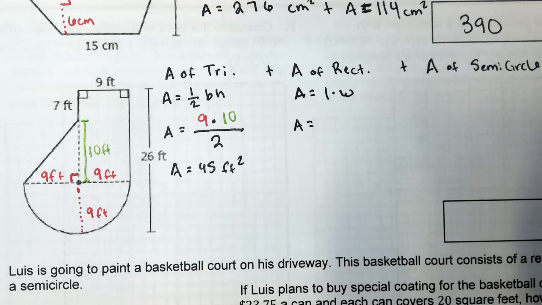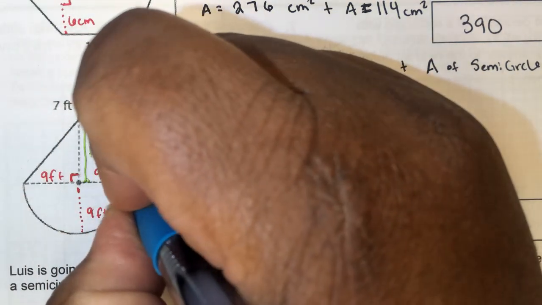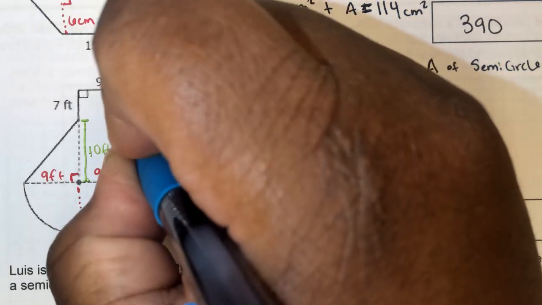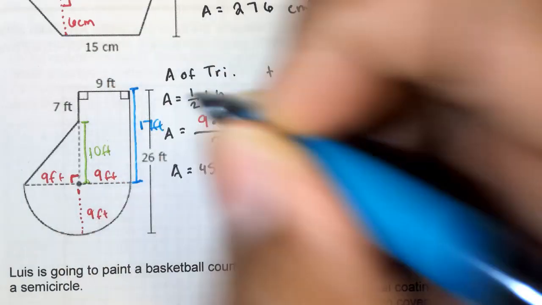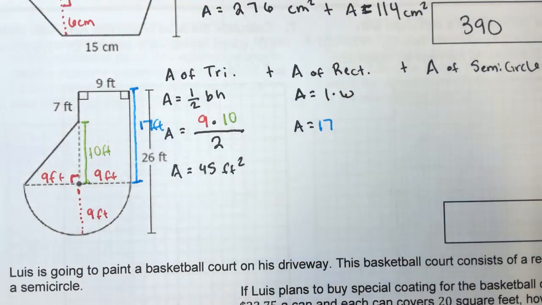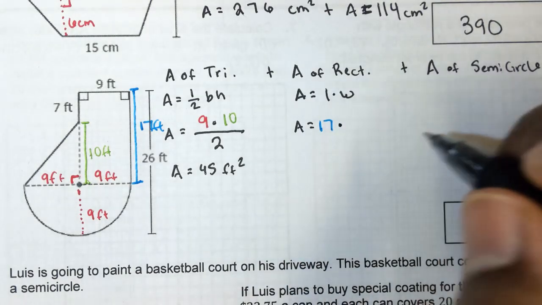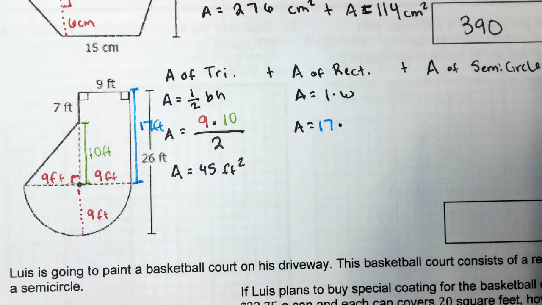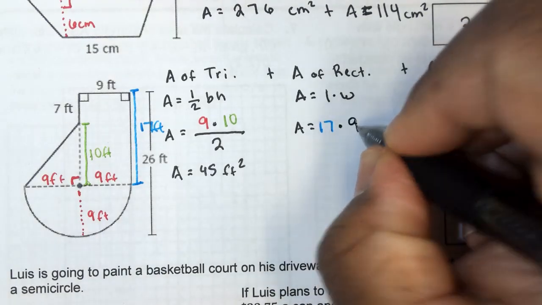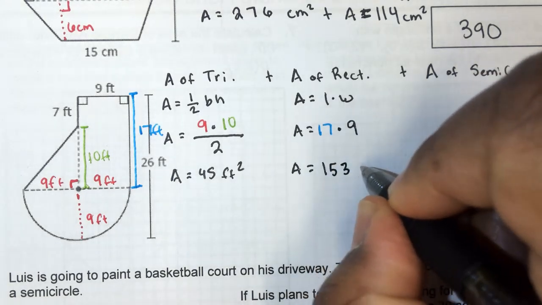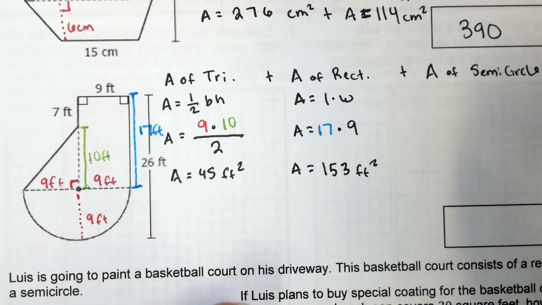So for the rectangle, we need a length and a width. What's the length? Say it louder. Teach them. Because if the height of the triangle is 10, you just have to add 7. Yep. 10 plus 7, 17 feet. Times the width, 9. Area equals 153 feet squared. Then we go find the semicircle.